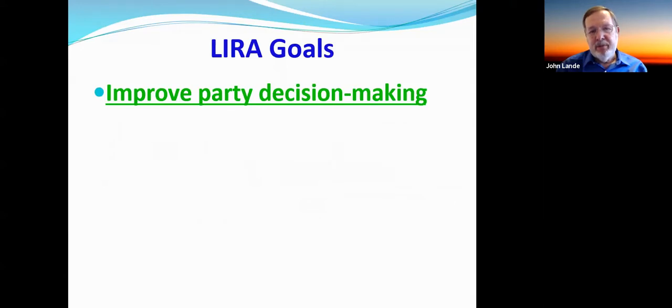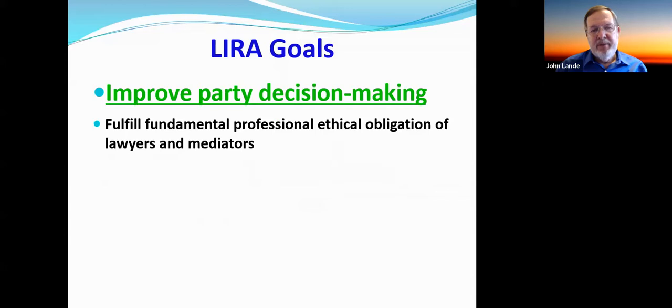So what are the goals of this litigation interest and risk assessment process? And the basic goal is to improve party decision making. This is a fundamental professional ethical obligation of lawyers and mediators. That's what lawyers are required to do, at least under American and Canadian ethical obligations. And I'm guessing that's probably true for lawyers around the world, that your job is to help clients make decisions. And although lawyers take a lot of actions on behalf of clients and make some decisions themselves, ultimately, the most important decisions are decisions that the clients need to make, and that the lawyers are responsible for providing candid information, providing information that would be relevant to the clients, and helping them make decisions, particularly the decision about whether to settle or to go to trial.